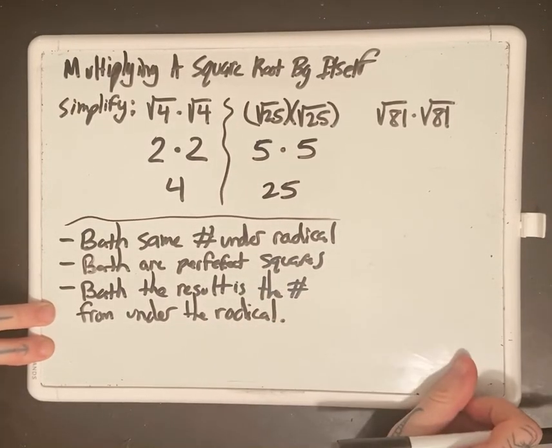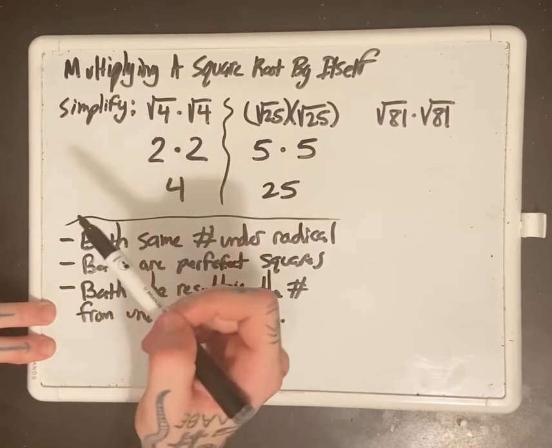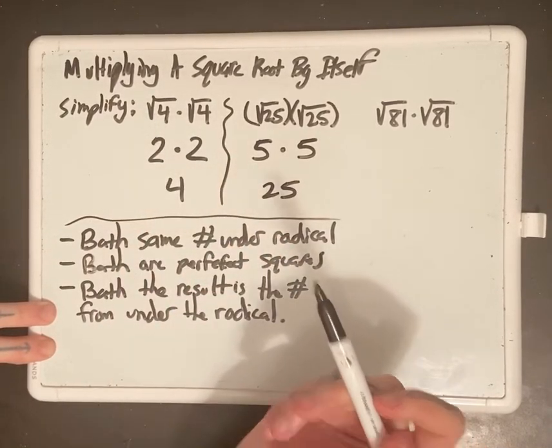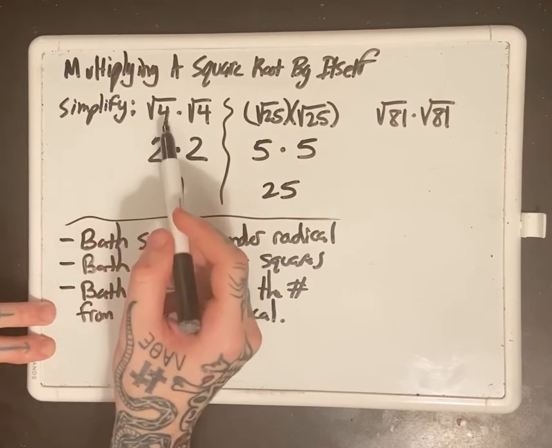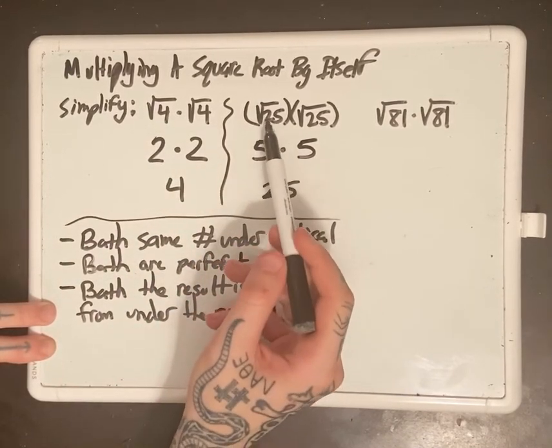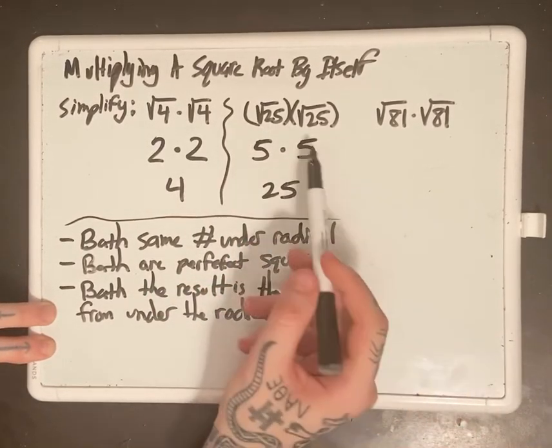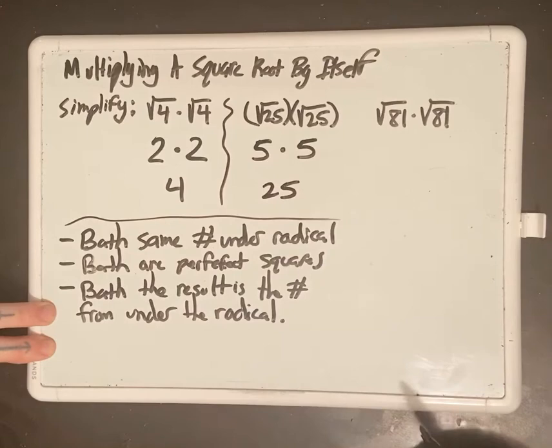Okay? So here we had square root 4 and square root 4, so they're both 4s. 4 is a perfect square, so they're both perfect squares. And then the answer ends up being 4. Same with 25. Both are perfect squares, they're both the same number, and then we end up getting 25.